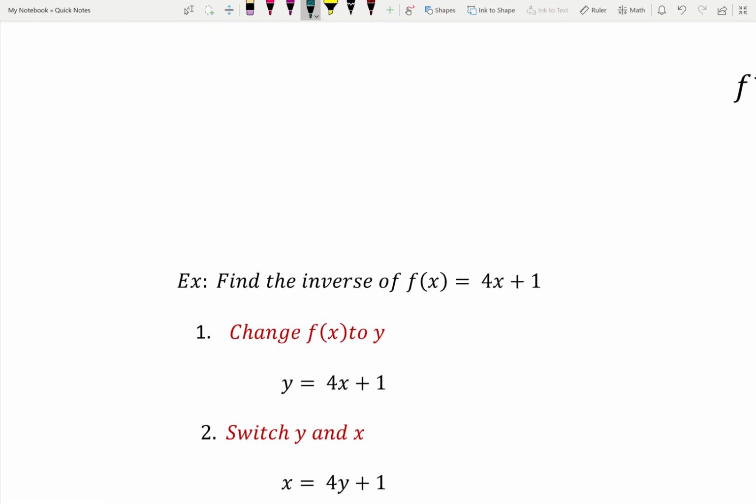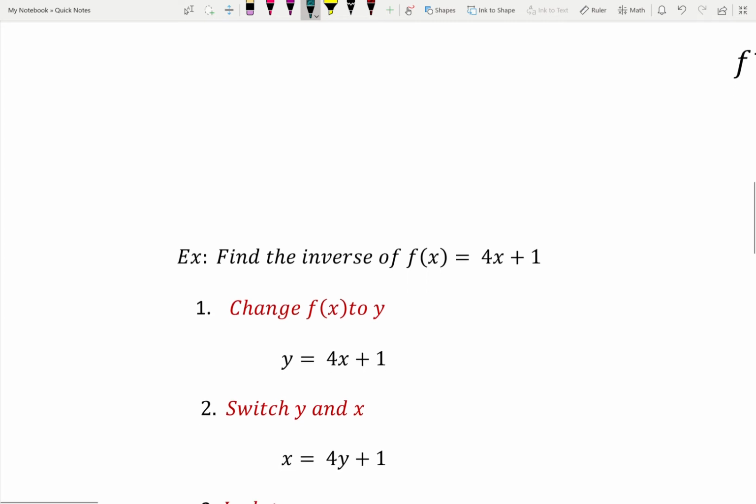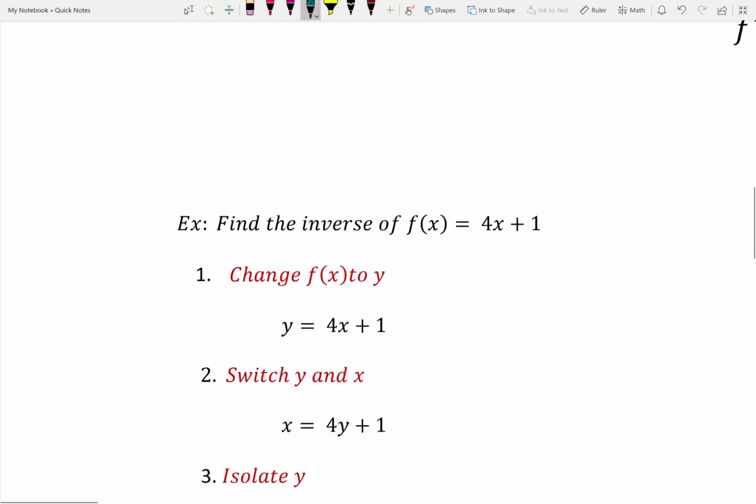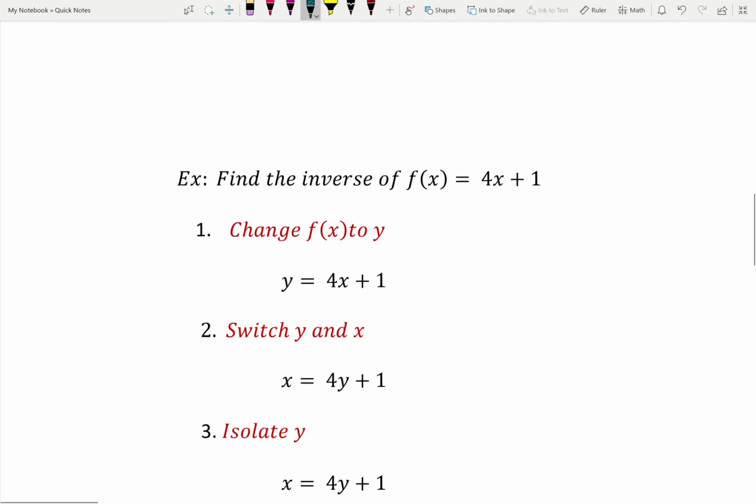There are different ways to do this, but this is how most instructors teach their kids to find inverses, so I'm assuming this is going to be helpful to the majority. All right, second to last, we've got to isolate the y variable. So we have to do a bunch of algebra. Well, in this one, it's only 2 steps.